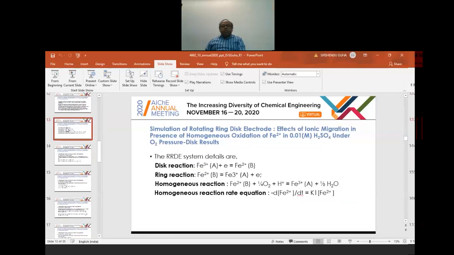Now, the mathematical model I am going to show. The system is the disk reaction. In the disk reaction, the ferric ion, which is transported from the bulk to the disk, is converted to ferrous. Ferric is A, ferrous is B. Then the B, which is generated at the disk, is transported to the ring, and there is homogeneous oxidation of B to A also. The homogeneous reaction is given as a first order rate equation, that is, minus d ferrous concentration by dt equal to k1 times ferrous concentration.